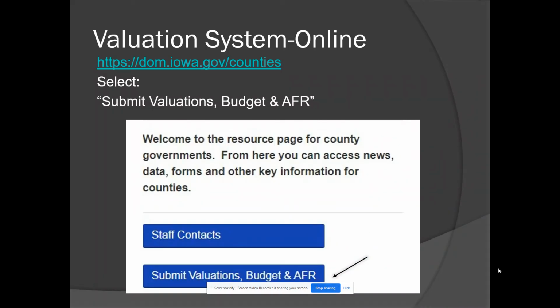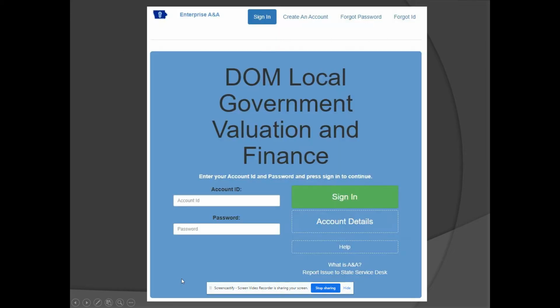So to access the system, you would go to the Department of Management's county resource page, which is dom.iowa.gov/counties. And once on that page, in the middle of the county resource page, if you scroll down, you'll see several different blue buttons, and you would select the one that says Submit Valuations, Budgets, and AFR.